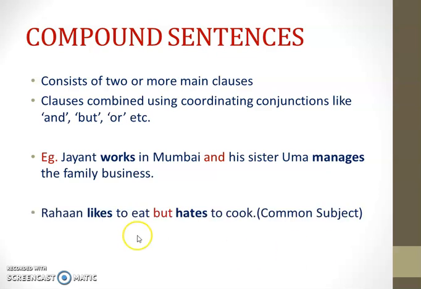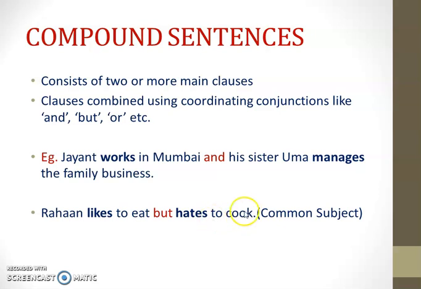Another example: Rahan likes to eat but hates to cook. Here the coordinating conjunction used is "but". The two equal clauses are "Rahan likes to eat" and "hates to cook". You should note that in the second clause, there is no explicit subject. Please don't think that there is no subject. Rahan is the common subject that serves for the first clause as well as the second clause. It is an implicit subject, shared by the two clauses. It is only that it is implicit.